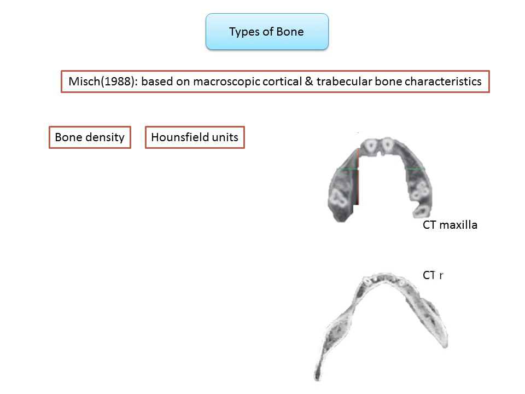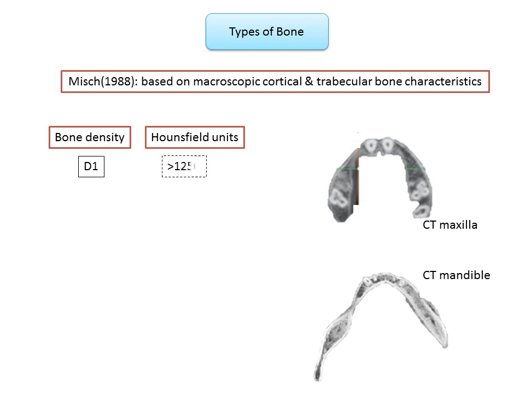So based on the CT determination of bone density, Misch proposed a relationship of bone density and its CT number in Hounsfield units. On the right side, you can see a CT image of the maxilla and the mandible.